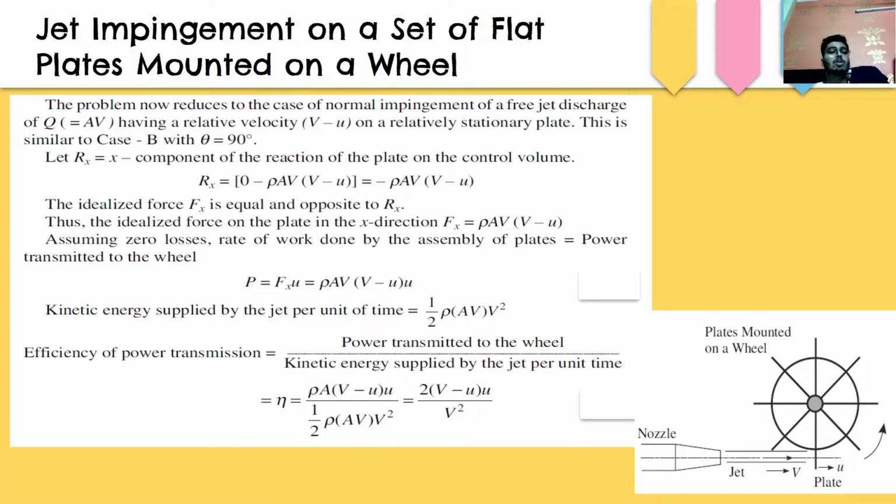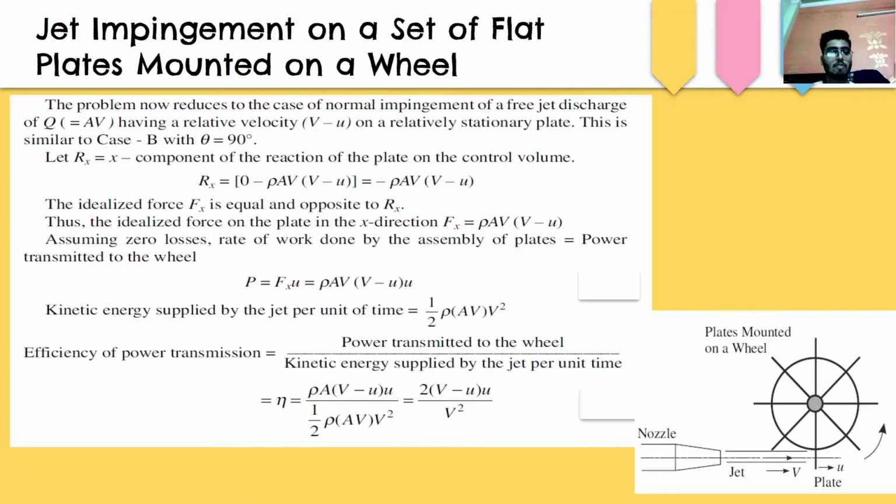Let Rx be the x-component of the reaction of the plate on the control volume, which is −ρ A V (V − U), where V − U is the relative velocity. The idealized force Fx is equal and opposite to Rx. Thus, the idealized force on the plate in the x direction, Fx, is equal to ρ A V times the relative velocity.